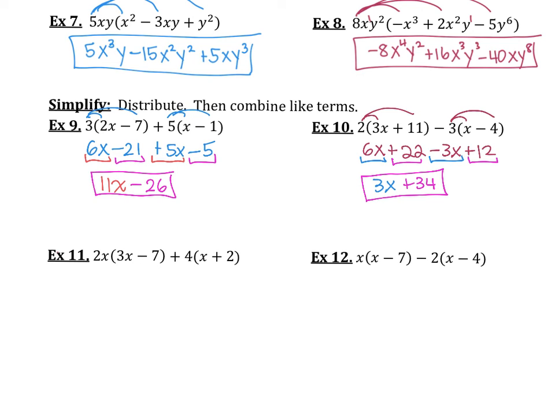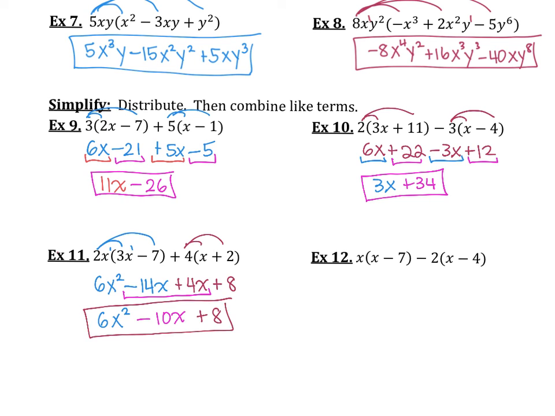Okay, now a couple with some exponents. Okay, this 2 times 3 is 6. X times x is x to the second. Minus 2 times 7 is 14, and I'm going to keep an x on it. Okay, let's keep going. So plus 4x plus 4 times 2 is 8. Okay, now the 6x to the second is the only x to the second. Negative 14x plus 4x is like terms, so that's negative 10x, and then the positive 8 stays at the end. This is standard form. This is a nice answer.